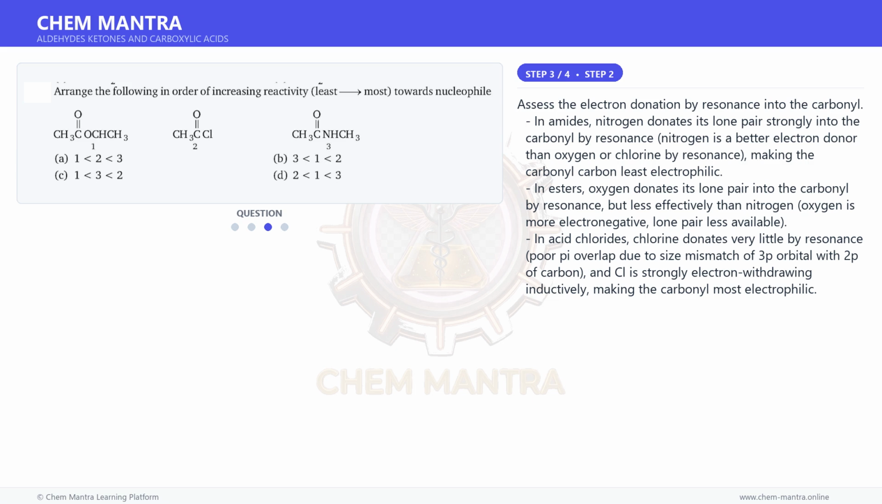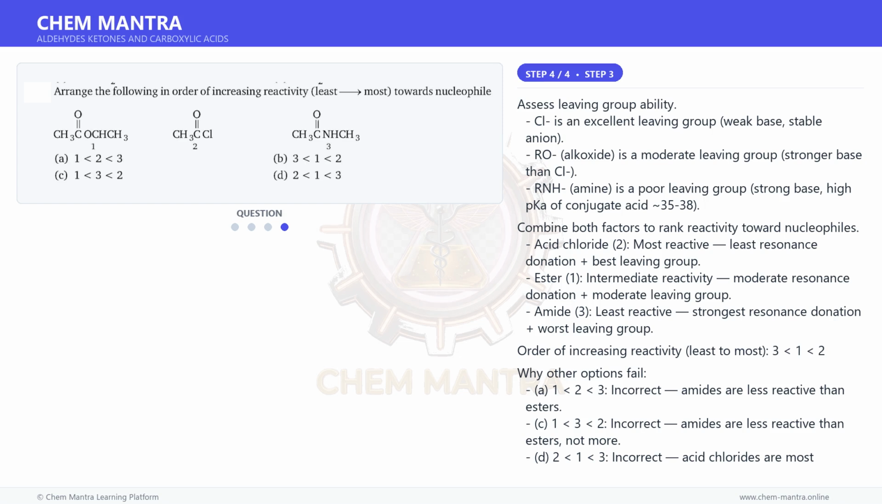In acid chlorides, chlorine donates very little by resonance, due to poor pi overlap from the size mismatch of the 3p orbital with the 2p of carbon, and Cl is strongly electron withdrawing inductively, making the carbonyl most electrophilic. And for the final step, assess leaving group ability. Cl- is an excellent leaving group, a weak base and stable anion.